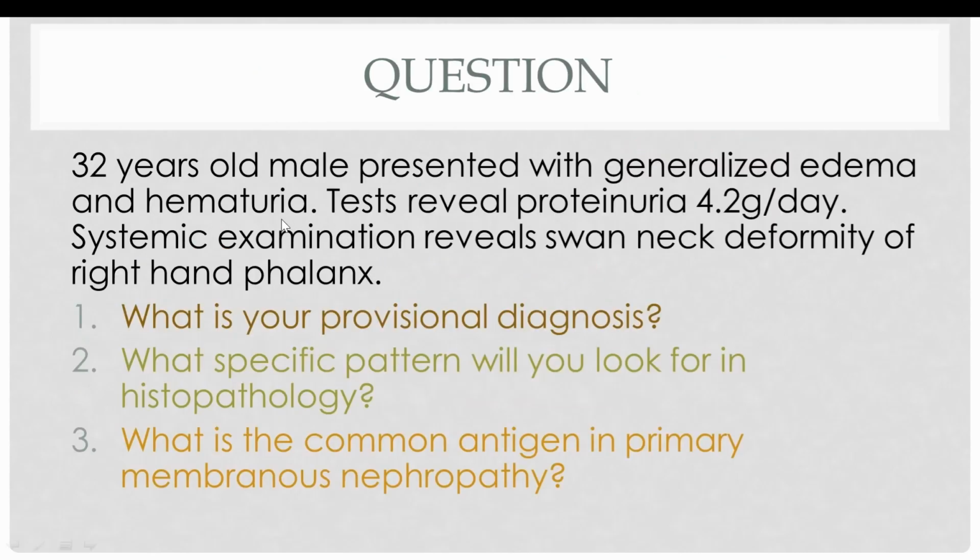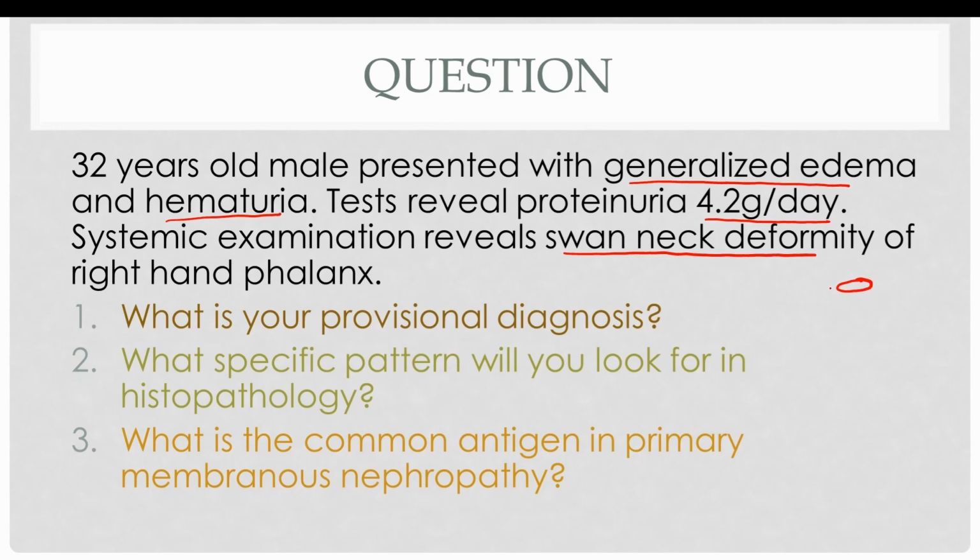To understand the concept better, a 32-year-old male presented with generalized edema and hematuria. Tests reveal proteinuria of 4.2 grams per day, which is in the nephrotic range. Systemic examination reveals swan neck deformity of the right hand phalanx. So what is swan neck deformity? Swan neck deformity is a typical feature of rheumatoid arthritis.